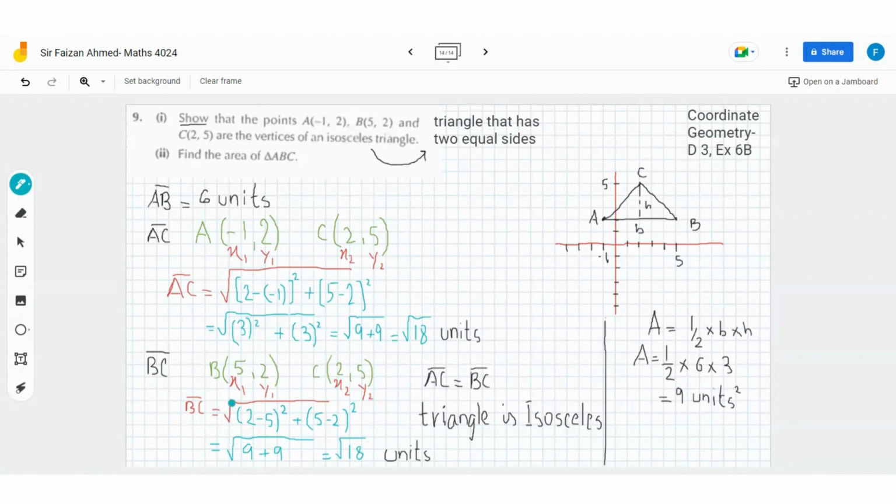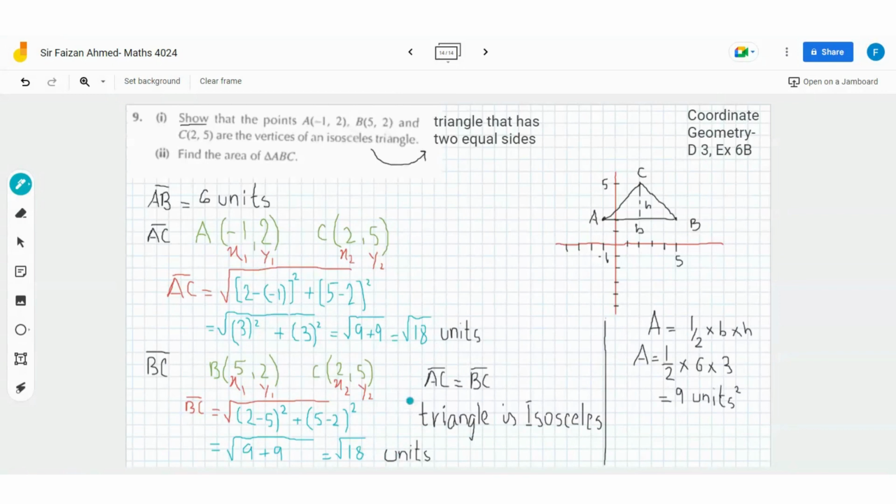So now using the distance formula, square root x2 minus x1 whole square, x2 is 2 and x1 is 5. So 2 minus 5 whole square plus y2 minus y1, what is the value of y2? 5 minus 2 whole square. 2 minus 5 is negative 3, and square of a negative number means minus 3 multiplied by minus 3 will give you positive 9, and plus sign as it is. 5 minus 2 again is 3, 3 square is 9. So 9 plus 9 is again 18. So this is also coming out the same as AC, that is square root of 18 units.